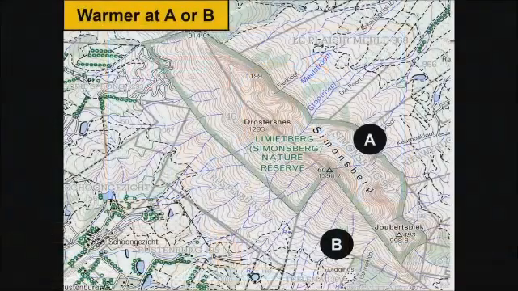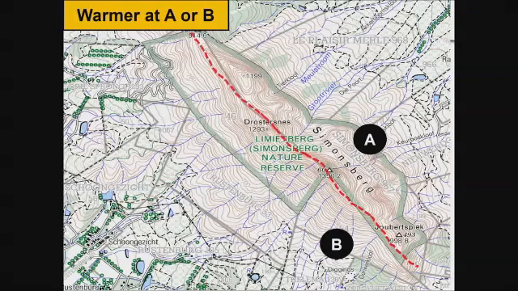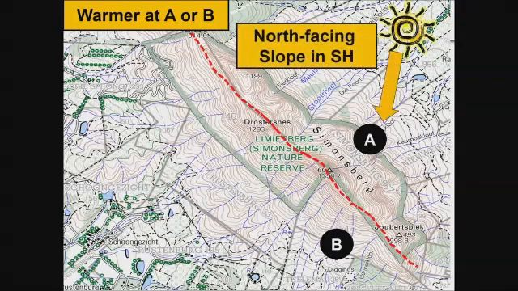So let's have a look. Here we've got A and B. Which one of the slopes, A or B, is warmer? And remember, all our maps are in the southern hemisphere. And what would our answer be? Our answer would be that I look at the north-facing slope. And then my answer will always be that the north-facing slope is much warmer. In other words, A, which is the north-facing slope, is much warmer than B.